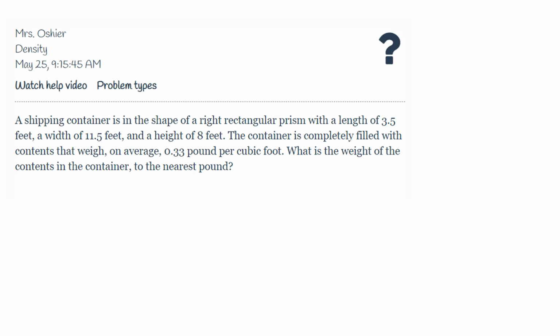The last section is on density, and with density you're always going to start by finding the volume of the shape and then multiplying it by the other piece of information, which is usually the density information, so how much it weighs per measurement. So a shipping container is in the shape of a right rectangular prism, so that's going to be length times width times height for the volume.